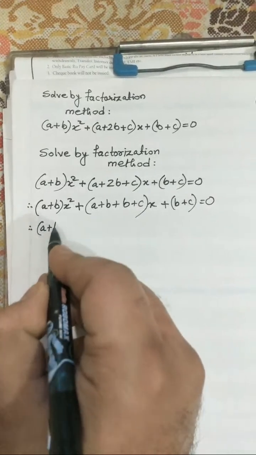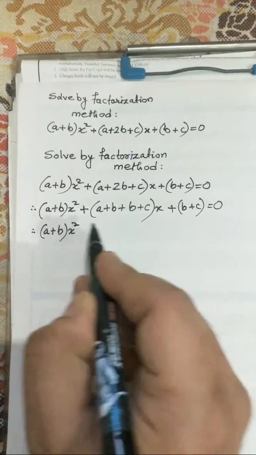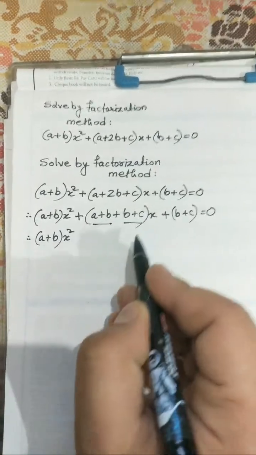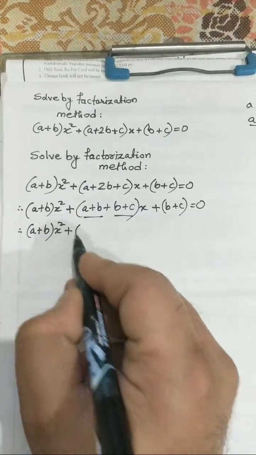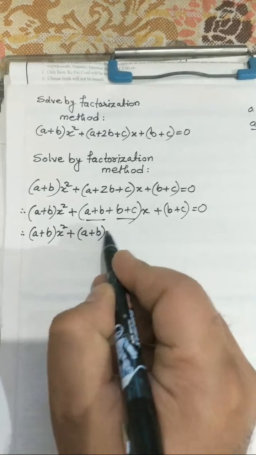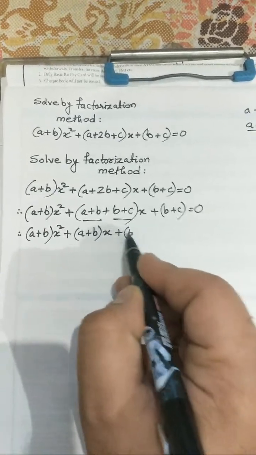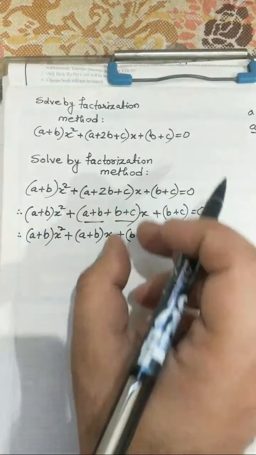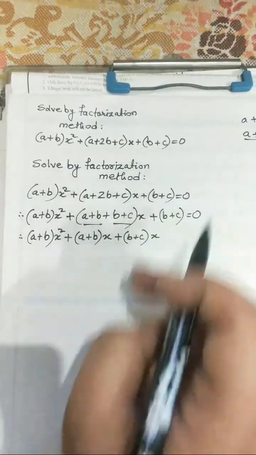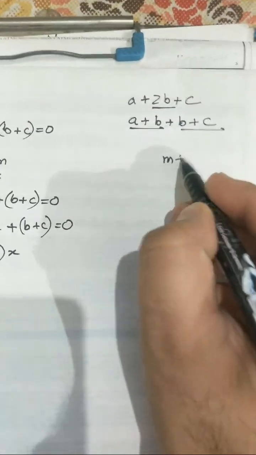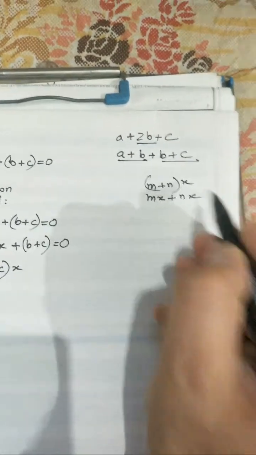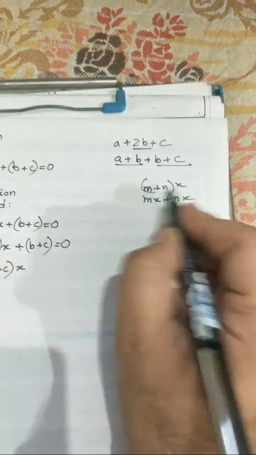We'll go further: a plus b into x square as it is. Now this x can be given to the two parts, the first part and the second part. So we'll rearrange the middle term as a plus b into x plus b plus c into x, because suppose m plus n into x is equal to what? It is m into x plus n into x. Suppose you have m plus n into x, so you can write it as mx plus nx. This x can be multiplied with these two parts.